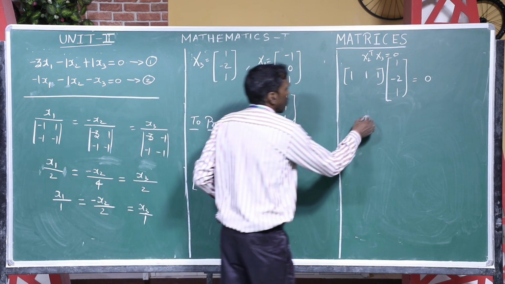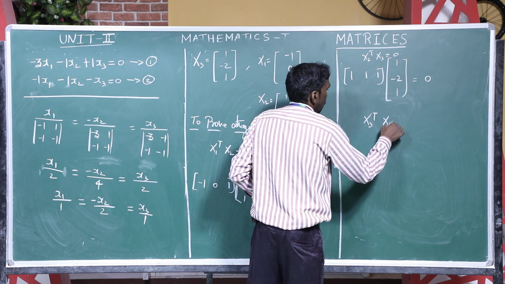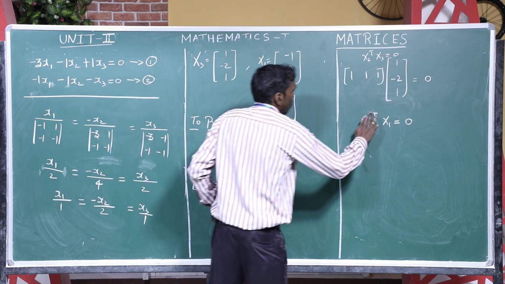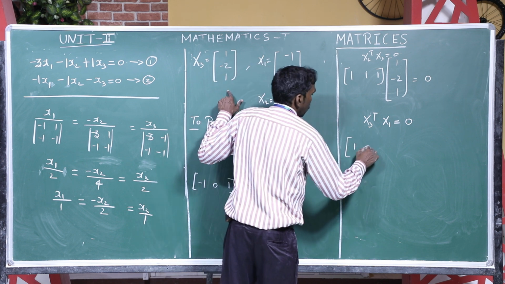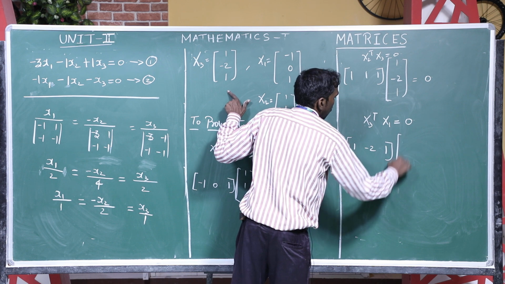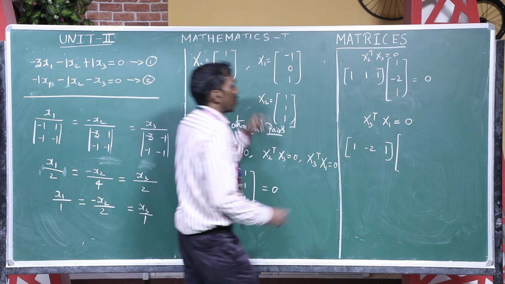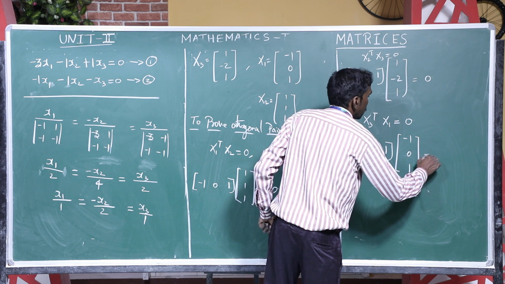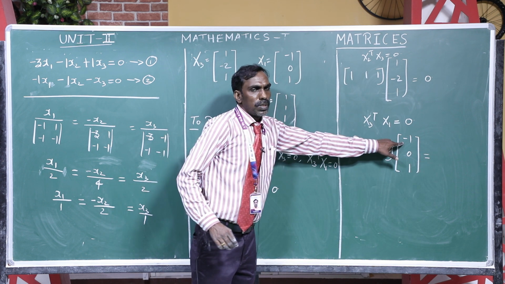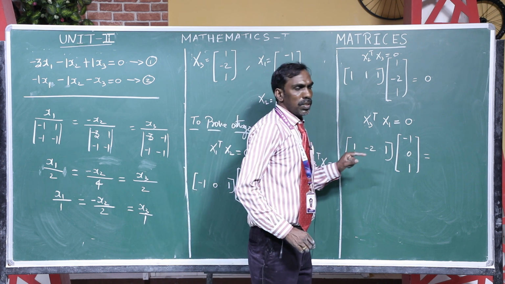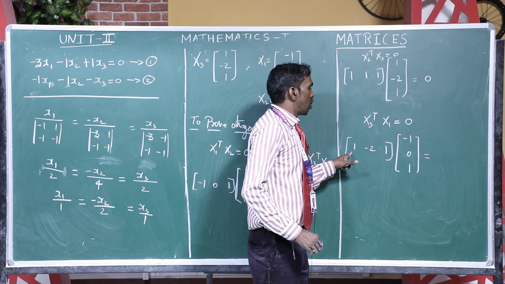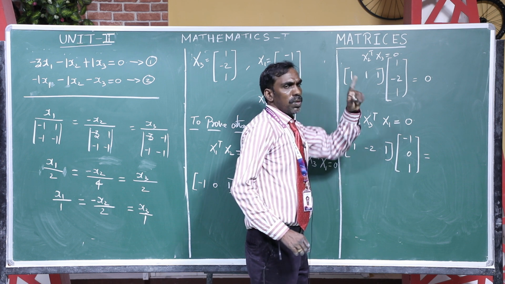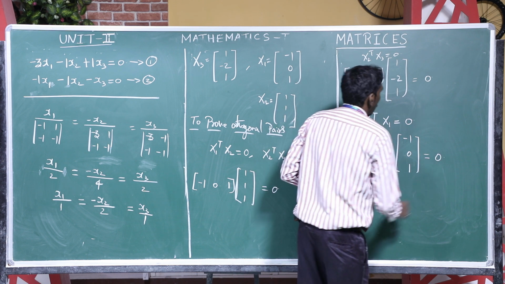Next we have to prove x3 transpose into x1 equal to 0. What is x3 here? This is our x3. Just take the transpose. What is the transpose here? 1, minus 2, 1. This is x3 transpose. Have to multiply with x1. What about your x1 here? Minus 1, 0, 1. Have to multiply with them. What do you get now? 1 into minus 1 is minus 1, minus 2 into 0 will be 0, 1 into 1 will be 1. So minus 1, 0, 1. So 1 minus 1, 0 plus 1. We get the answer 0.